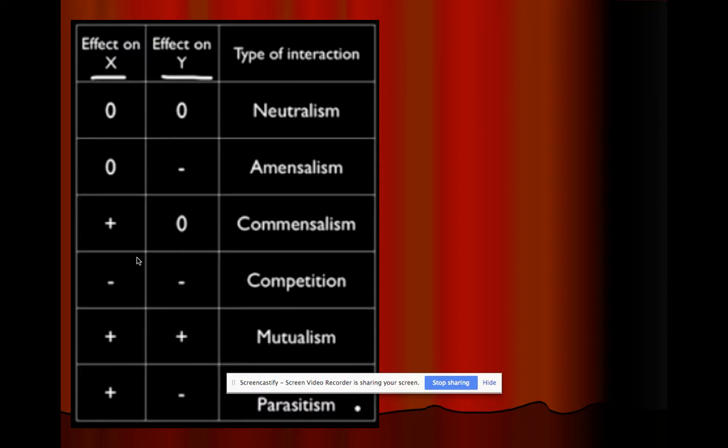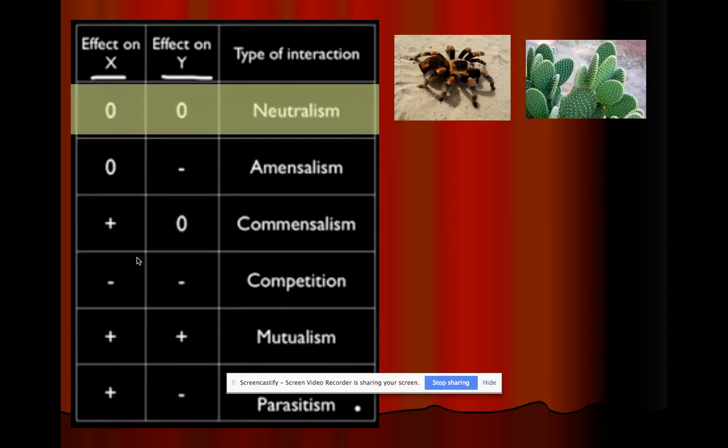So here's our chart. I would recommend making this exact chart. It gives you a short and sweet, concise definition for each thing, and then you also want to have an example. So we're going to go through and list some examples of each of these different types of interactions. Okay, so neutralism is 0 and 0. That represents no effect on either one of the organisms.